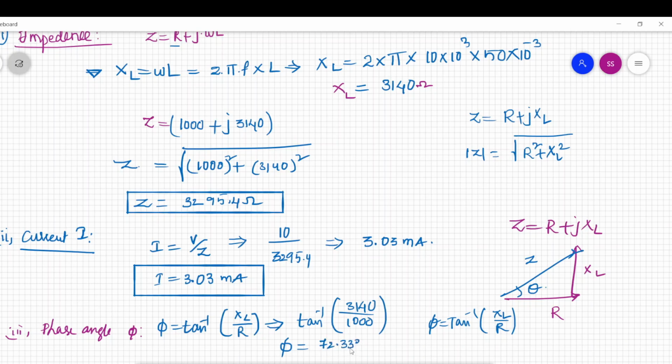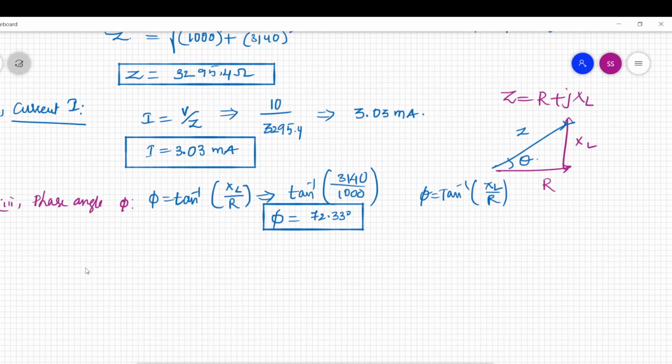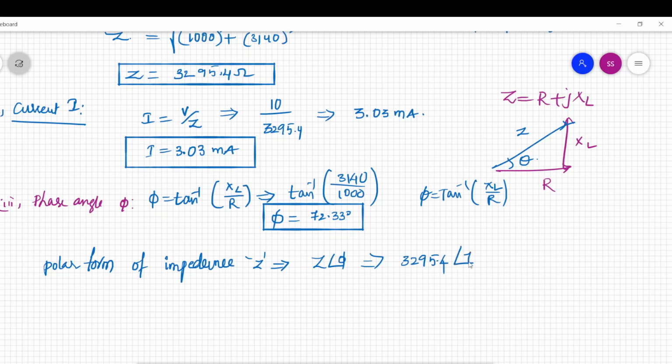72.33 degrees. Now you can write down the polar form of impedance, because we have the impedance angle and we have the impedance value. So the polar form of impedance Z equals Z at an angle of phi, that is, Z value is 3295.4 at an angle of 72.33 degrees. So this is nothing but the polar form of impedance.